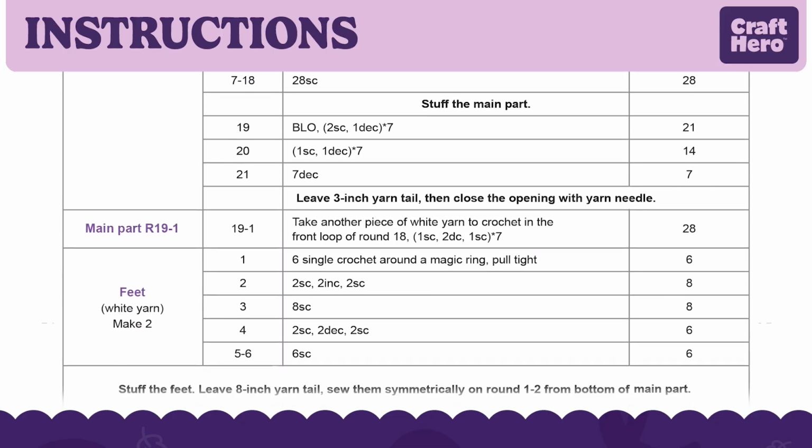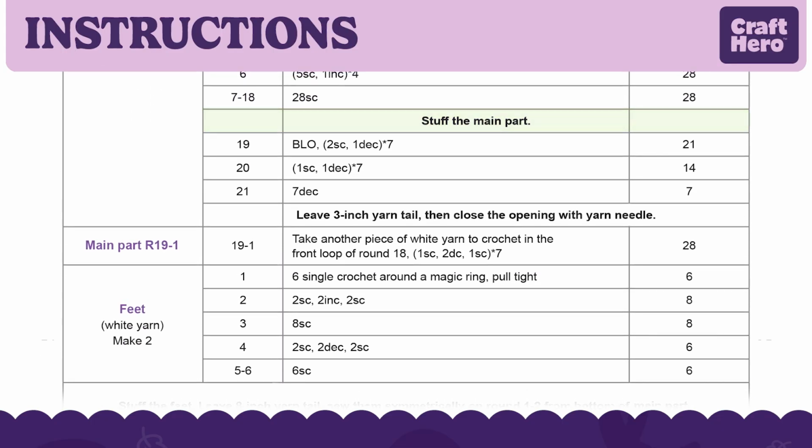After finishing round 18, fill stuffing into the main part. For round 19, work into back loops only. We need to work 7 sequences of 2 single crochet, 1 decrease, 21 stitches in total. Cut the yarn to leave a 3-inch long tail, then use the yarn needle to sew and close the top opening.